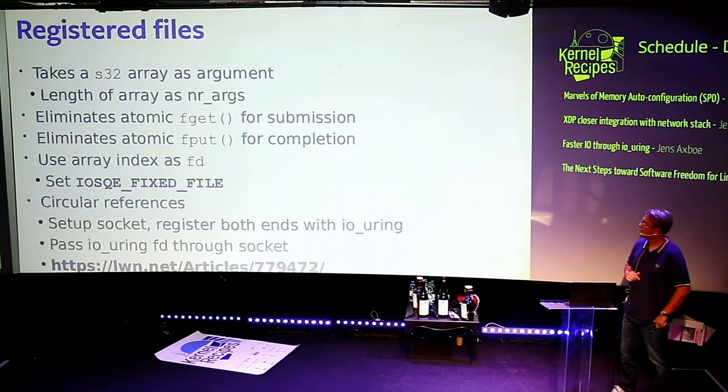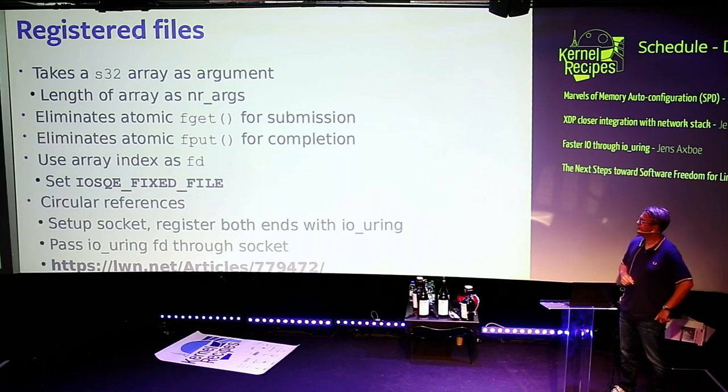For registered files, it works somewhat in the same way, at least the premise is the same. We want to eliminate some parts of what makes the IO submit and completion path expensive. And for this one, it's the fget and fput, and these are atomic increments and decrements of the file count that we have to do for each IO.